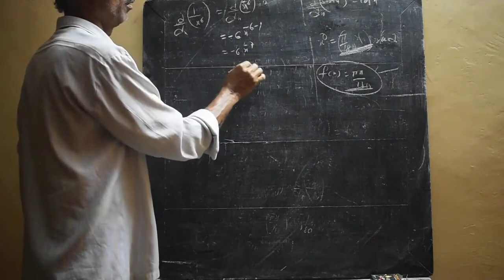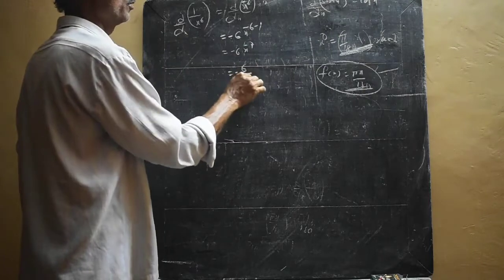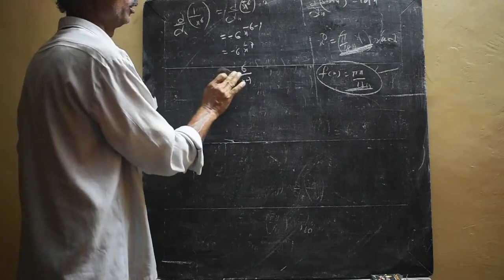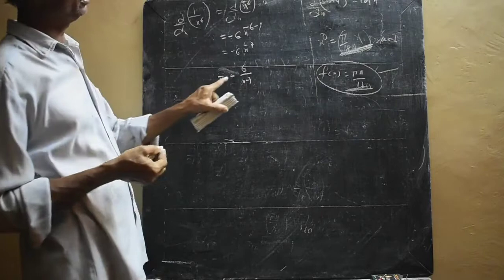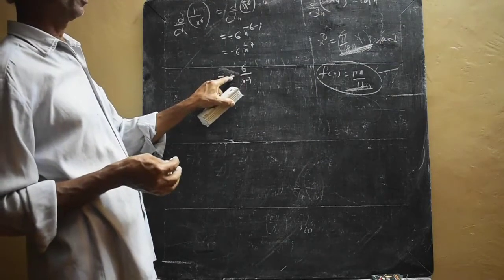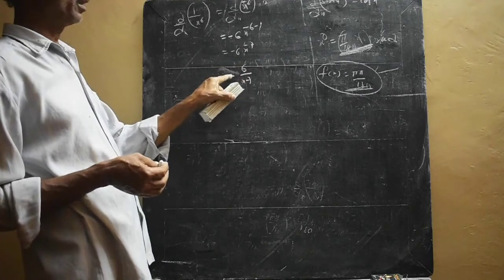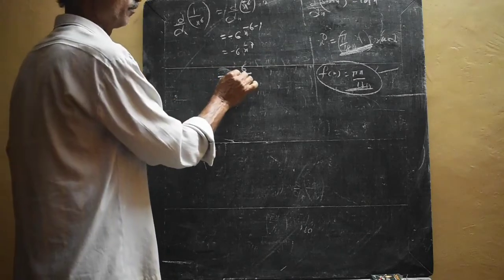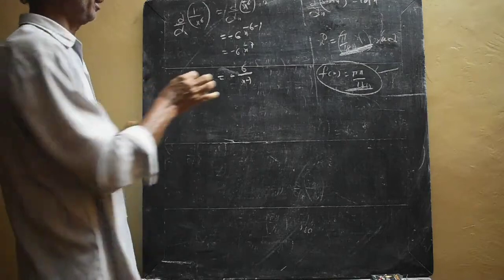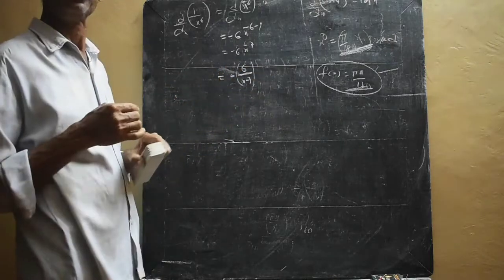Now it is minus 6 upon x raised to 7. This minus should not be taken to the numerator; it is taken to the middle. Whenever a minus term is there with numerator upon denominator, it should be placed in the middle, in front of the division sign.